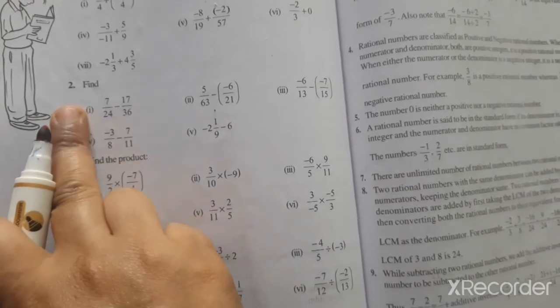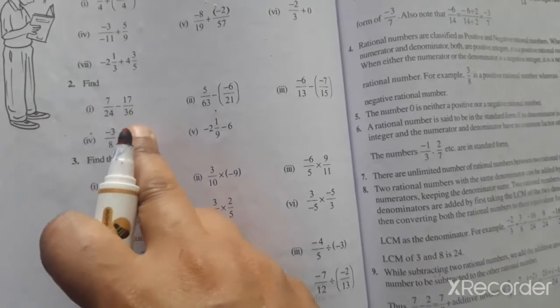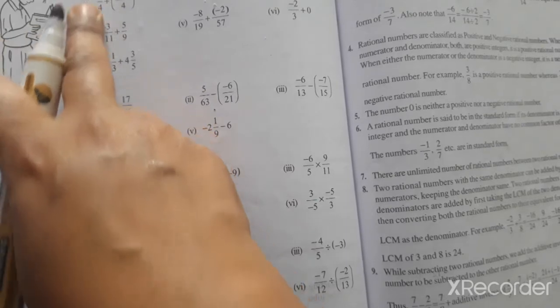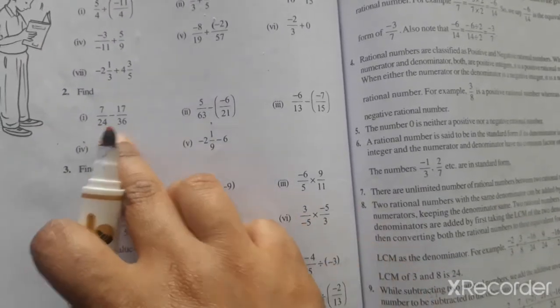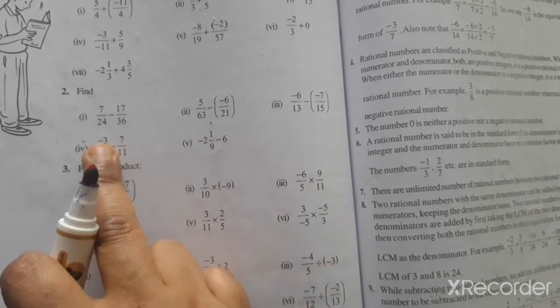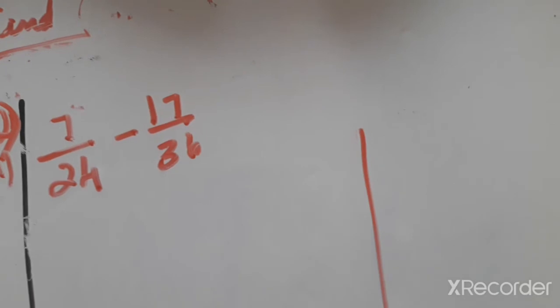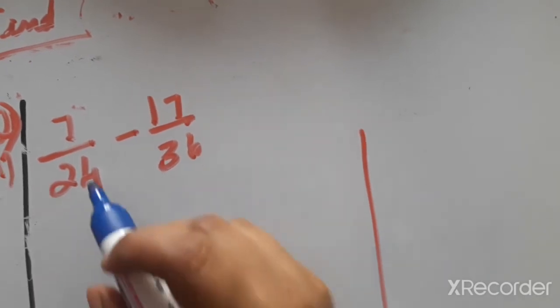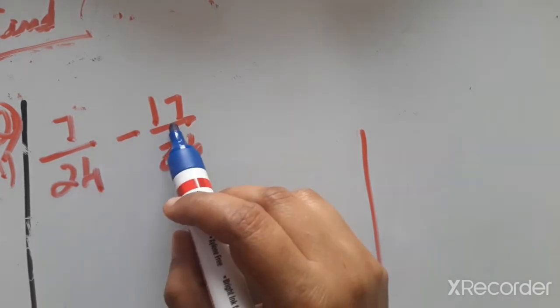Next is the second one. Find 7 by 24 minus 17 by 36. In the previous sum there was an addition. Find the sum. There was an addition sum. Here the minus symbol is there. If the same symbol, it means addition; if different symbols, it means subtraction. Now the second one: 7 by 24 minus 17 by 36. So here also it is subtraction of rational numbers.